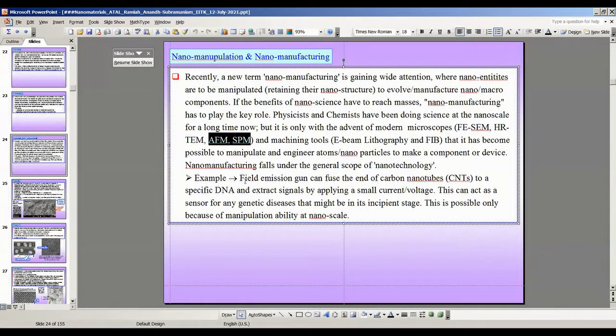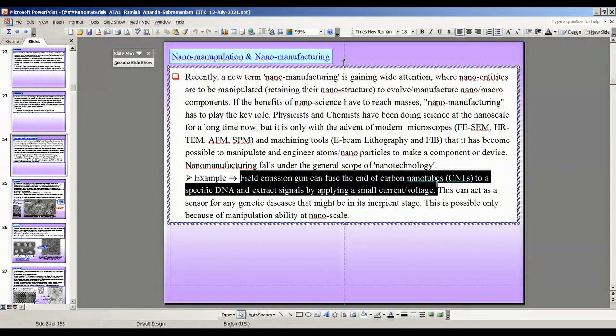A nice example is that a field emission gun can be used to fuse the ends of carbon nanotubes to particular DNAs, and then you can extract certain signals from this. That means you can even characterize single DNA and perhaps even look at incipient stages of diseases. Okay.